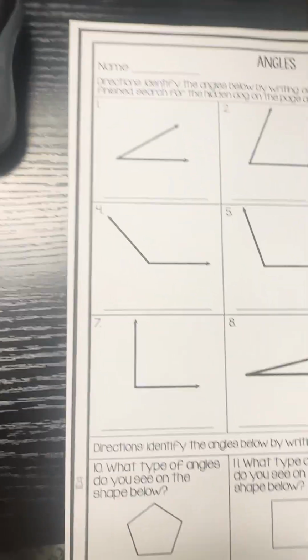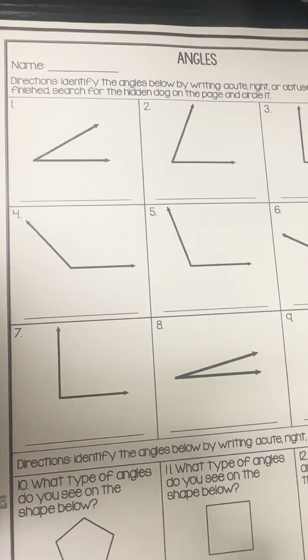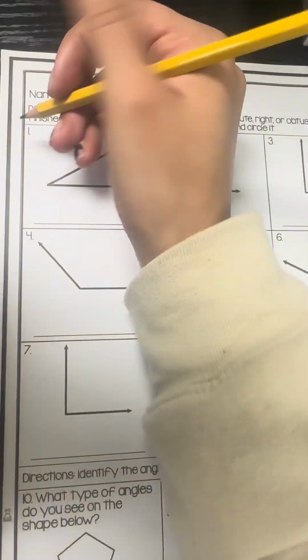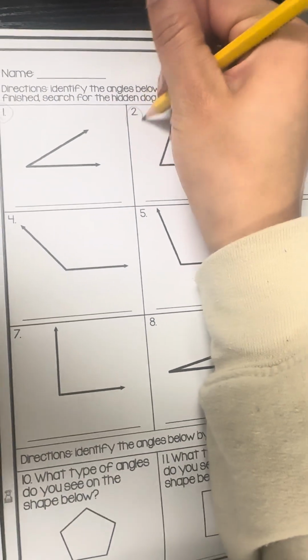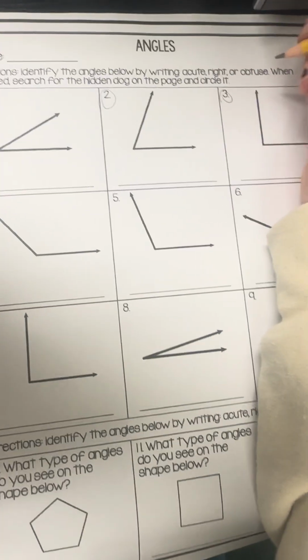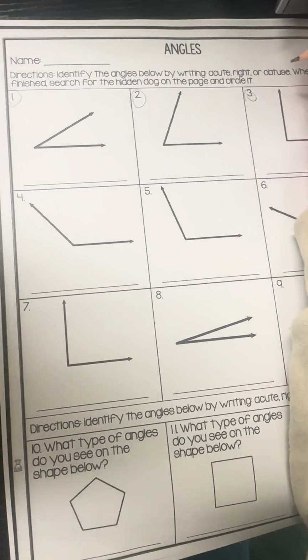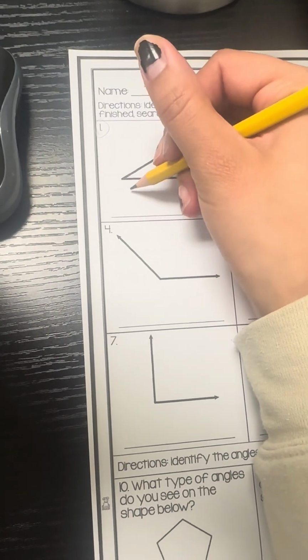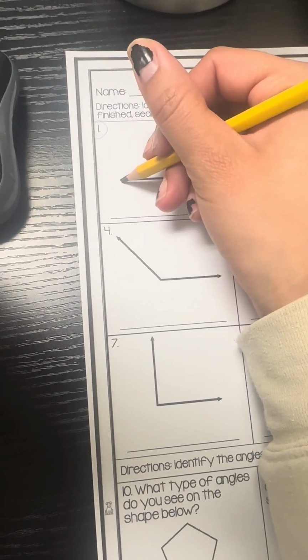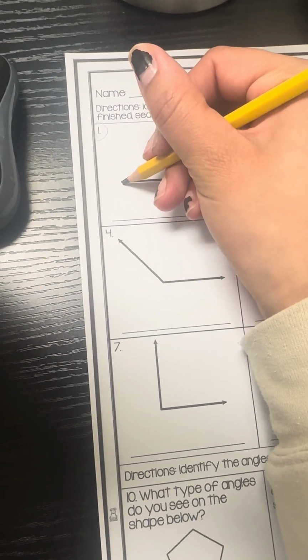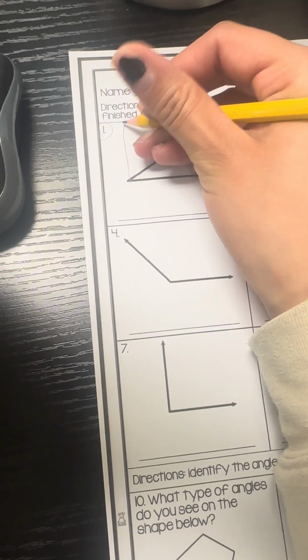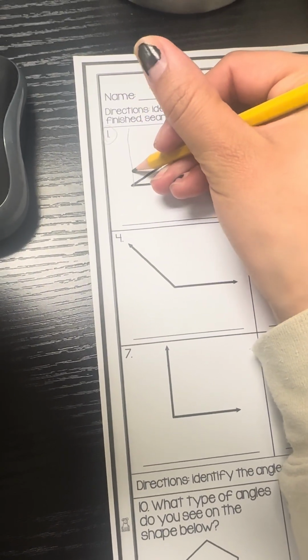Okay, there is a back side to this paper, and I'm just going to go ahead and do the first 3 with you, and then the rest you will do alone independently. So this one, let's look at it here. If this was a true right angle, let's go ahead and just add our straight line. That would be making the right angle.